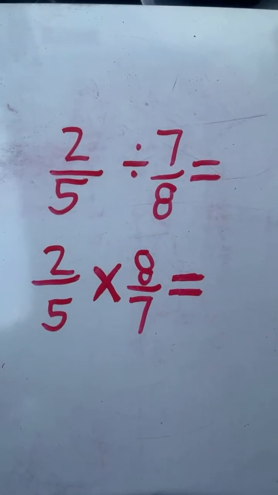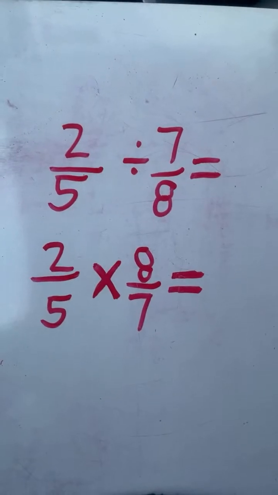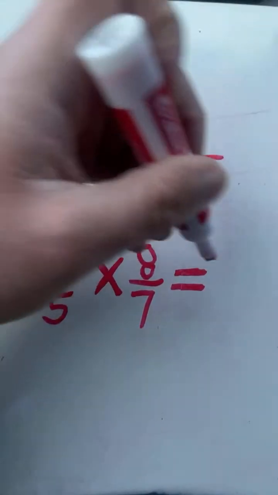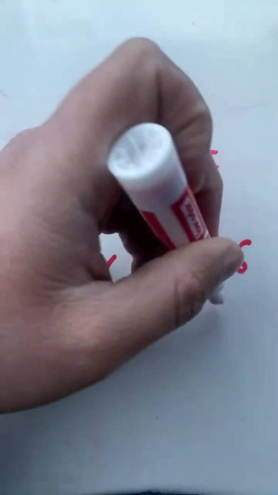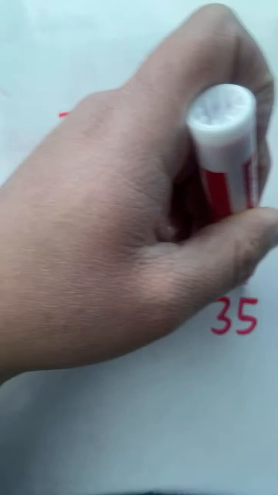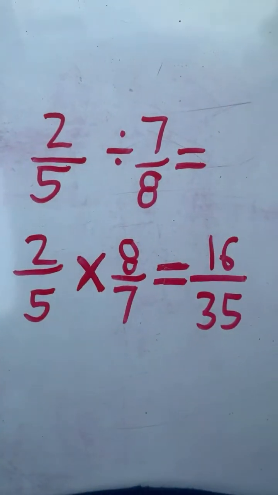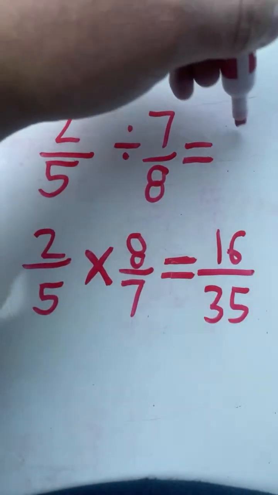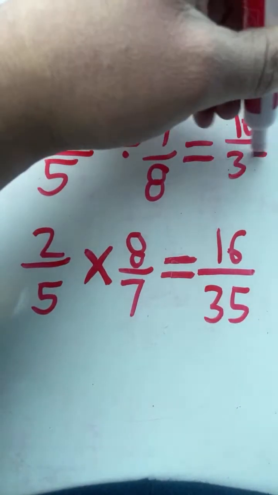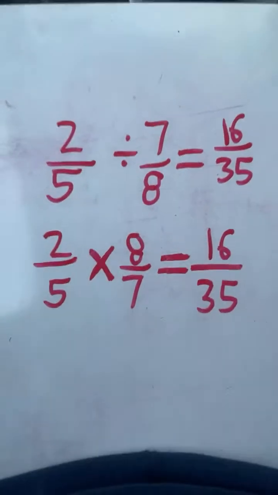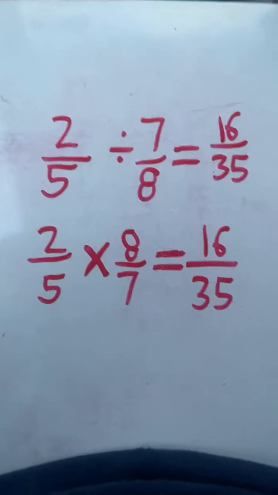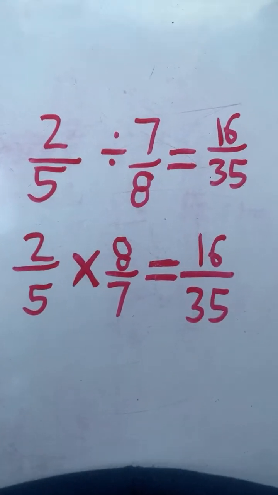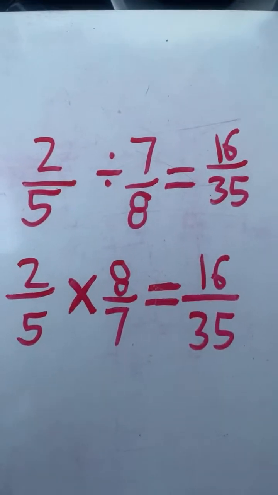So now the next step was we multiply our numerators and our denominators. So 2 times 8 equals 16. 5 times 7 equals 35. So we have our final answer. 2/5 divided by 7/8 equals 16/35. All right, moving on to our third example.